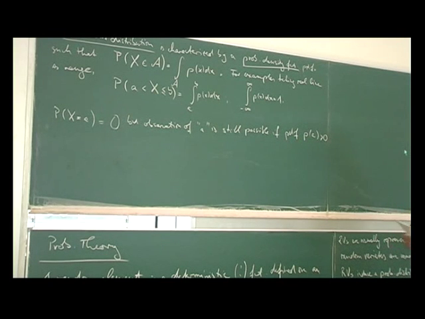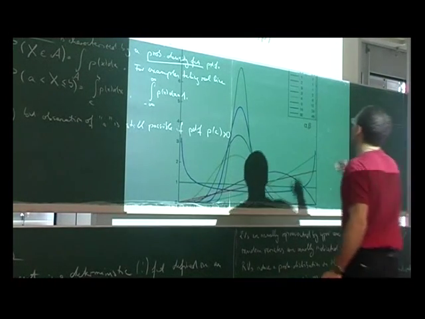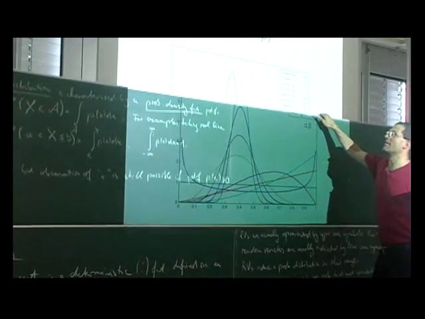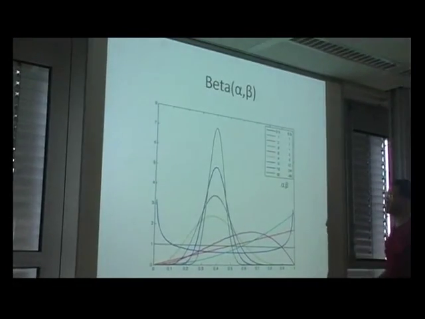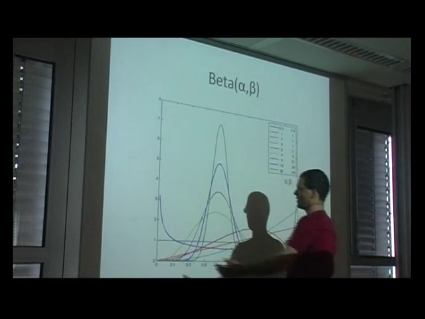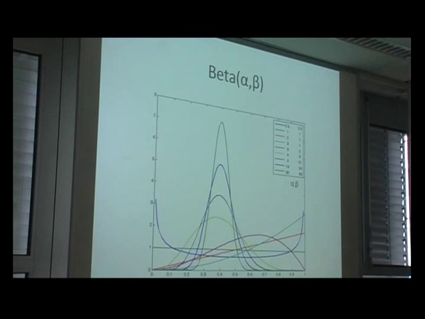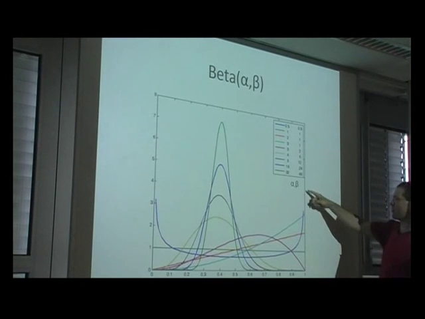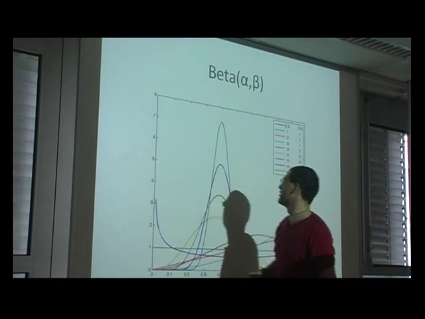Okay, and you all know continuous distributions. The most famous ones are, for instance, the uniform or the Gaussian distribution. One that we will talk about a lot is the Beta distribution. This is a distribution defined on 0, 1. It has 2 parameters, and for different values of these parameters it can model an interesting variety of shapes.